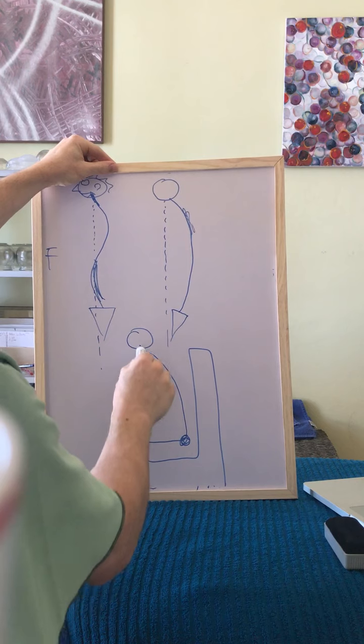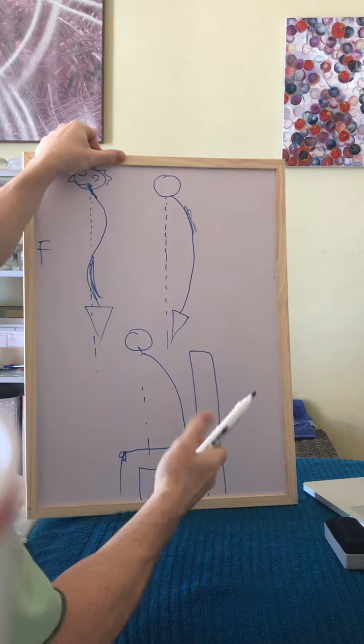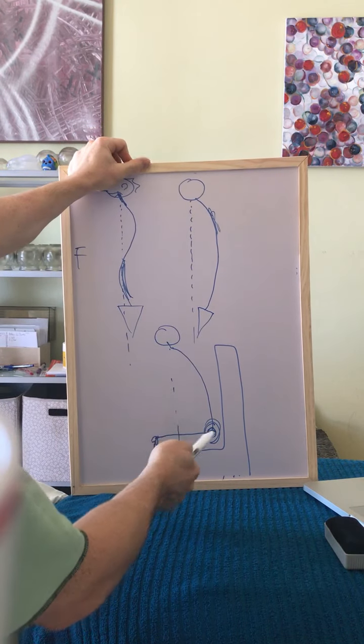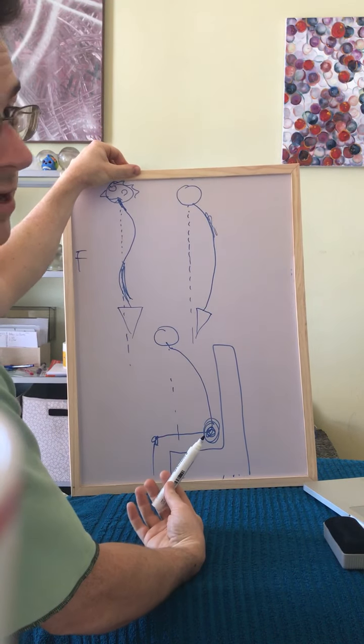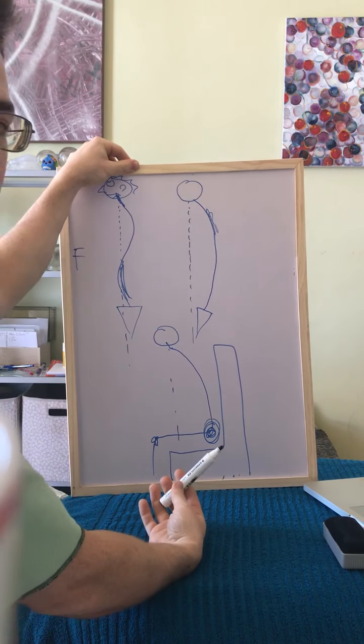They're going to be way forward of this spinal position here. So, okay, that's great. They're in a funny position. That's bad. Well, why? Why is it bad? Why can't we just be like this all the time?